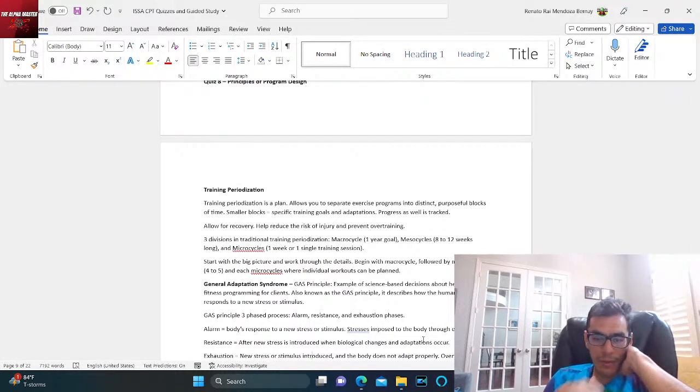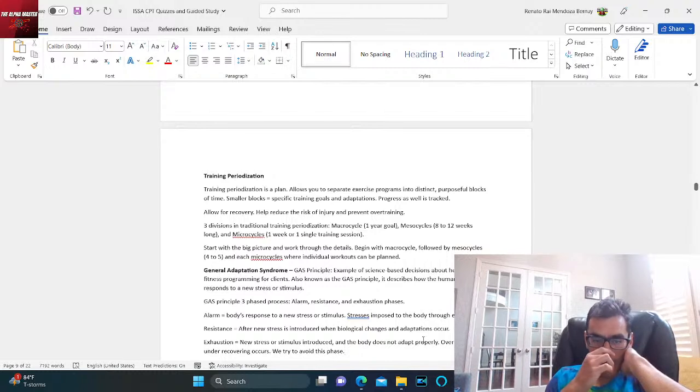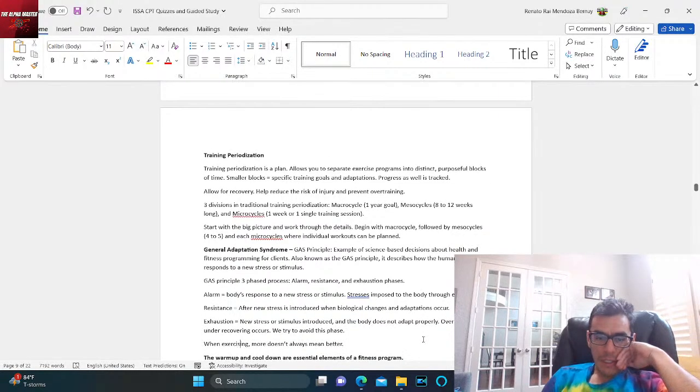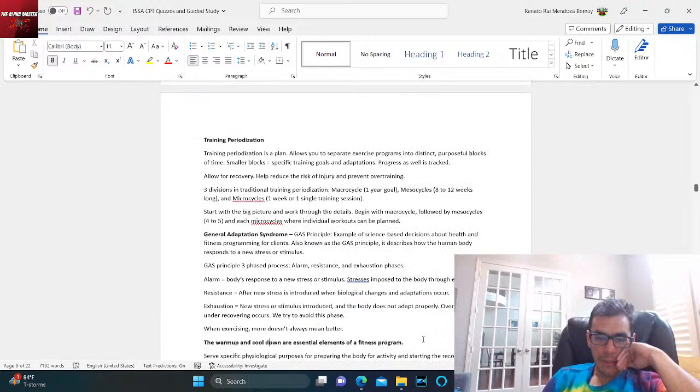Exhaustion is when a new stress or stimulus is introduced and the body does not adapt properly. Overtraining or under-recovering occurs. We try to avoid this phase. Exercising more doesn't always mean better.